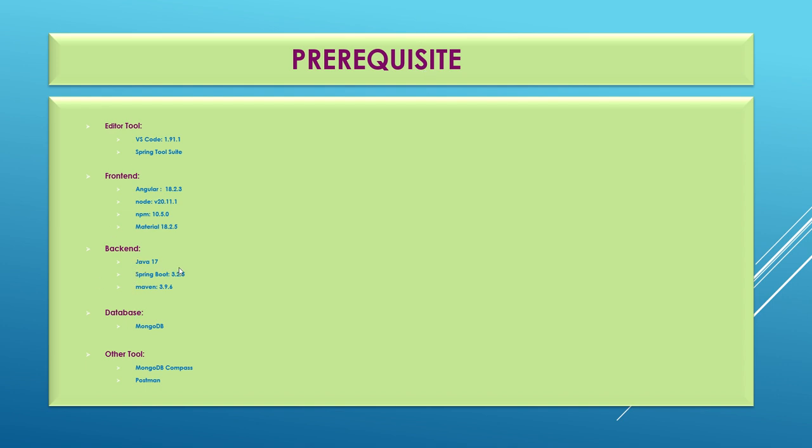Next, on the backend side, we are going to use these technologies: Java version 17, Spring Boot 3.2.5, and Maven. And we are going to use MongoDB as a database, and we are going to use MongoDB Compass as a user interface for creating a database and collection on the MongoDB side. And we are going to use Postman to test our REST APIs which we have written on the backend side.